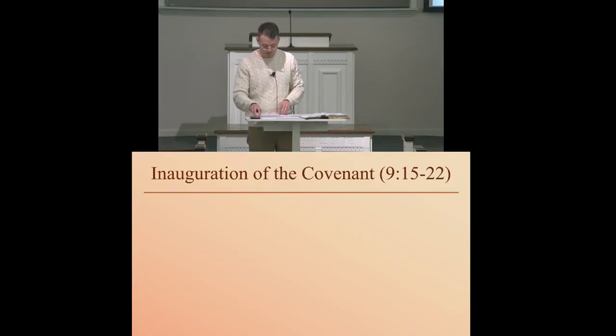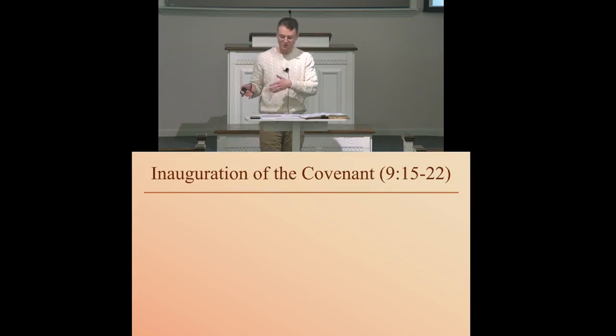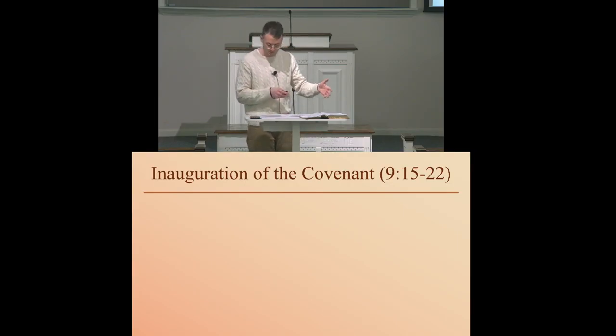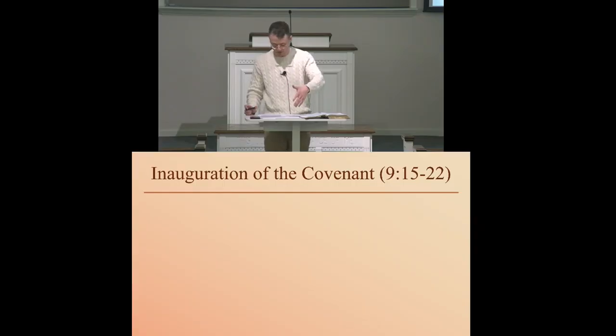For when every commandment of the law has been declared by Moses to all the people, he took the blood of calves and goats with water and scarlet wool and hyssop, and he sprinkled both the book itself and all the people, saying, "This is the blood of the covenant that God commanded for you." And in the same way, he sprinkled with the blood both the tent and all the vessels used in worship. Indeed, under the law, almost everything is purified with blood, and without the shedding of blood, there is no forgiveness of sins.